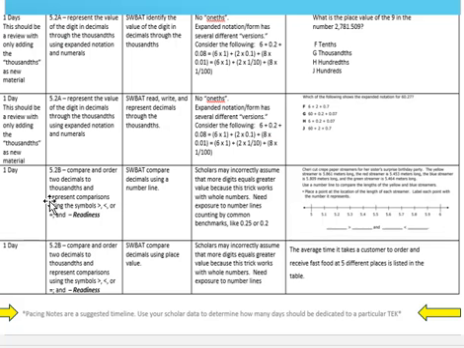Again, another look at the unit at a glance, how it's broken down, how it's written. If you have any questions or concerns or problems reading it, please feel free to contact me. At the bottom, again, is our side note. Pacing notes are a suggested timeline. Use your scholar data to determine how many days should be dedicated to a particular TEK.